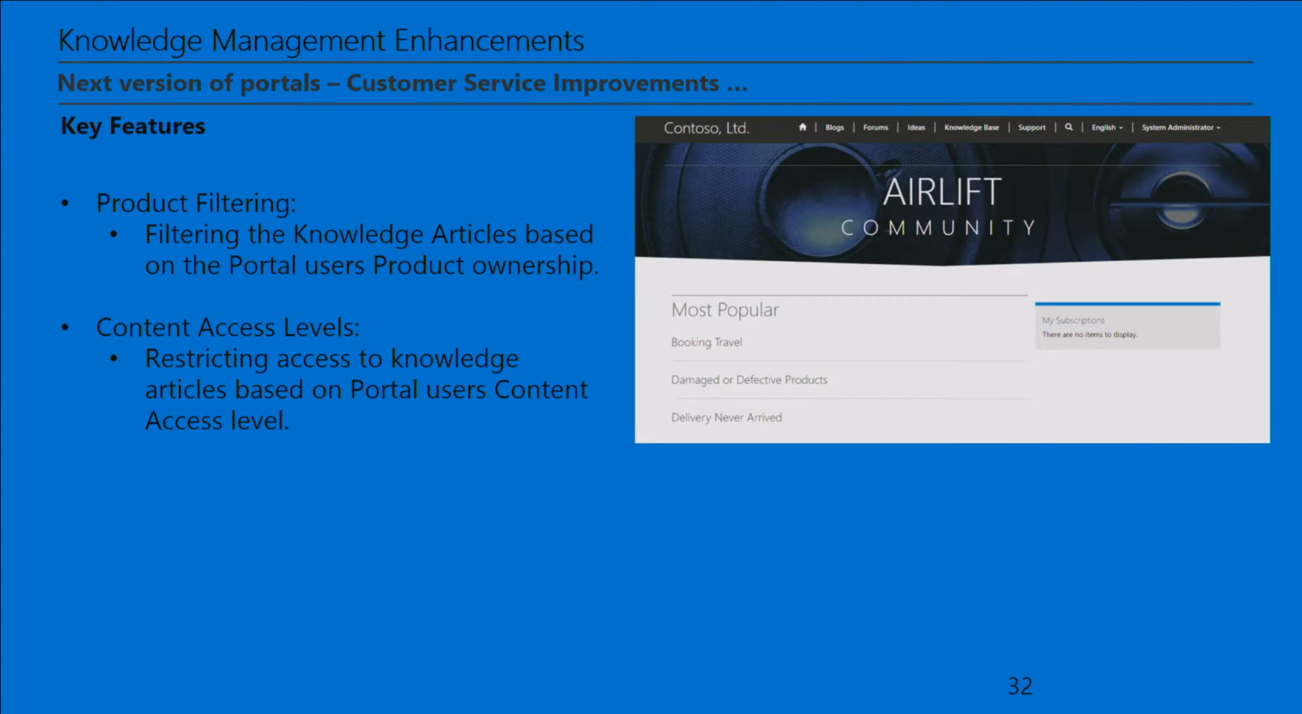So this is a declarative security model on top of KB that allows you to either, let's say, have premium content or partner-only content or any kind of access level that you want to invent for your own organization that's appropriate, and then tag your knowledge base articles with those content access levels, and then the portal will appropriately apply the security for KB articles on those as well.